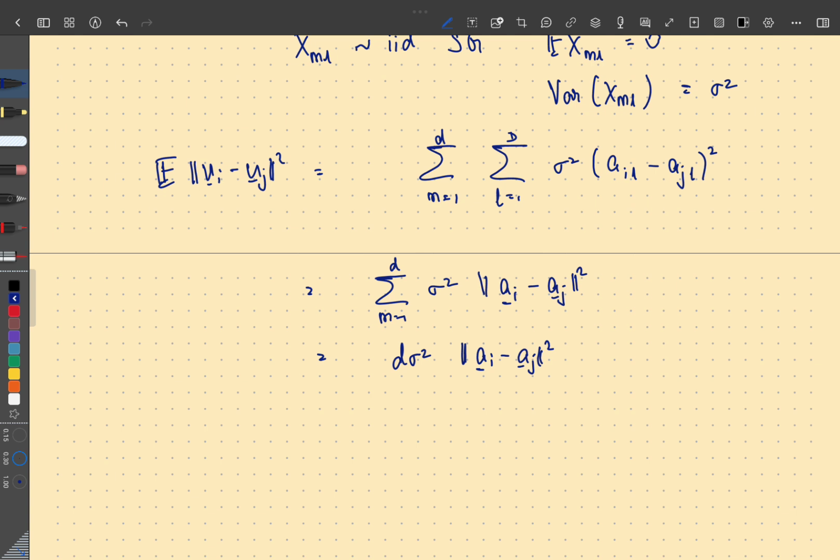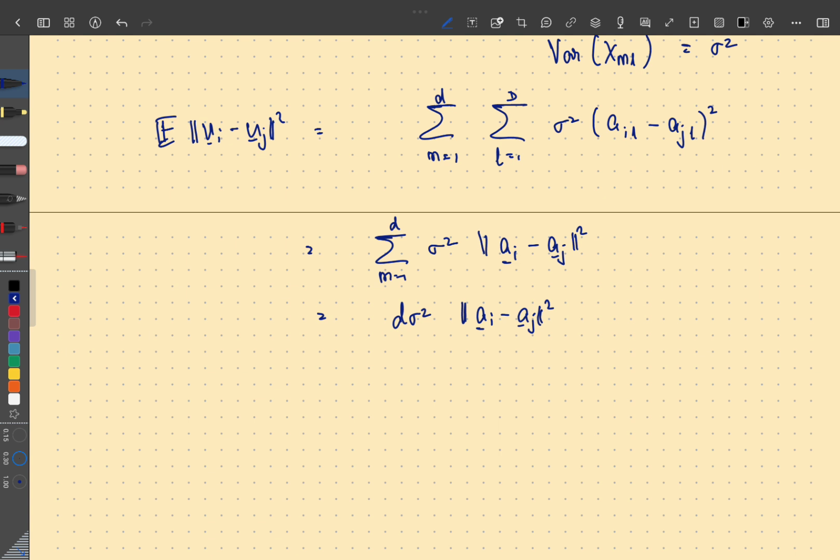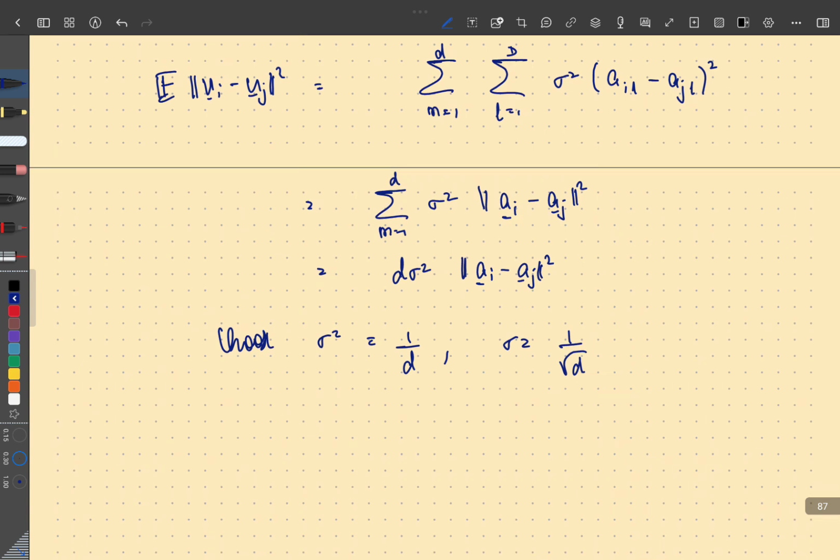Right? Which means that if I want the expectation of the squared norm of ui minus uj to be equal to this squared norm, then I must choose sigma square to be equal to 1 by d. So we'll choose sigma square to be 1 by d, or sigma equal to 1 by square root of d.